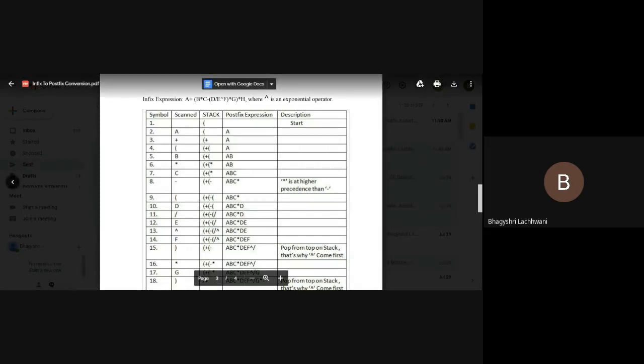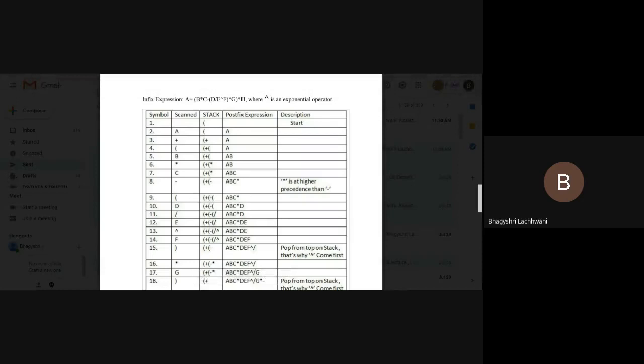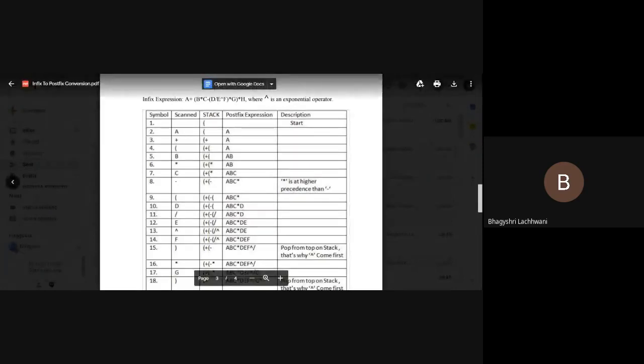First we will scan a. First, a is an operand, so directly we shift it to the postfix, a. Next, plus is coming. What was the rule for the operator? You have to shift the operator onto the stack. Just see step number 3. A will be scanned, and in the stack we will have the starting bracket and plus, and the postfix expression will be a only. Next we will scan the starting bracket again.